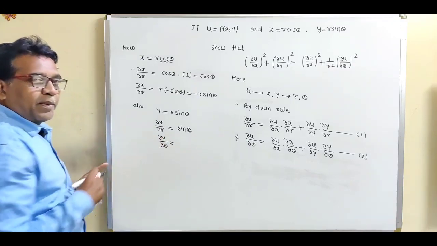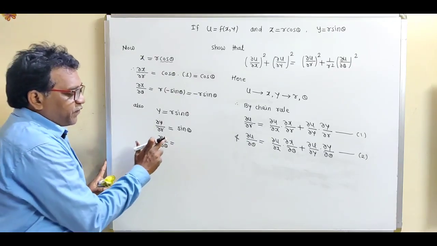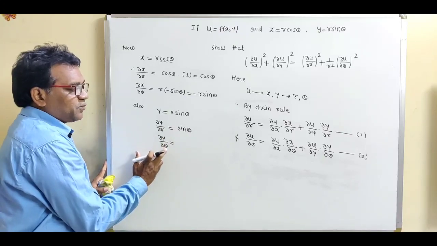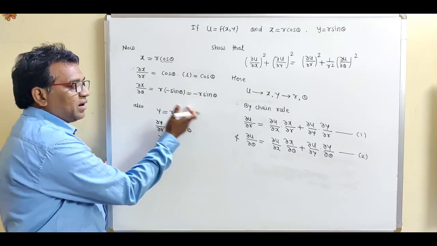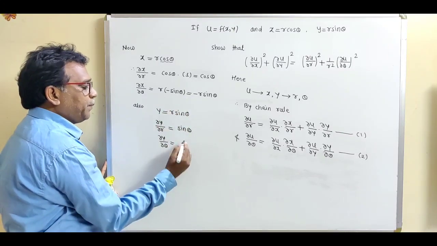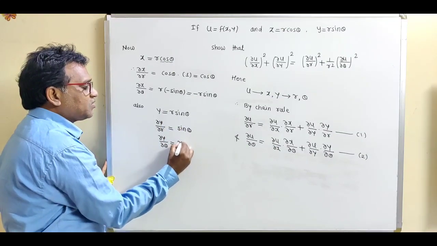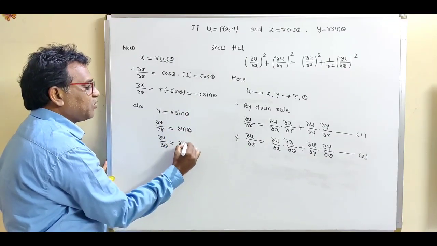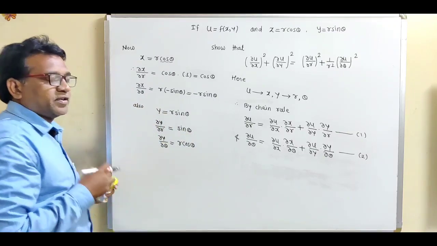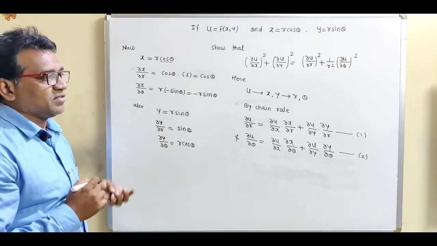How to get this del y by del theta? Differentiating y partially with respect to theta, just write down the derivative of theta only, keeping r constant. So r is a constant term, and the derivative of sin theta is cos theta. So this is our second step.